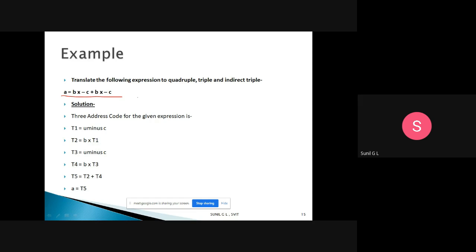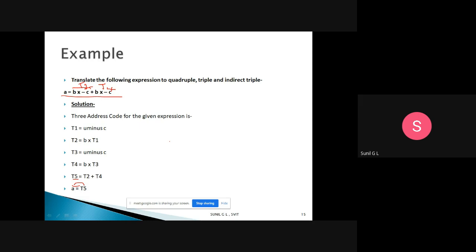After that, we need to add these two things, B into minus C plus B into minus C. The first one will be T2, and here it will be T4. So I am adding T2 plus T4, and that will be stored in T5, and finally the T5 value is stored in A. So this is the three address code for the given expression.